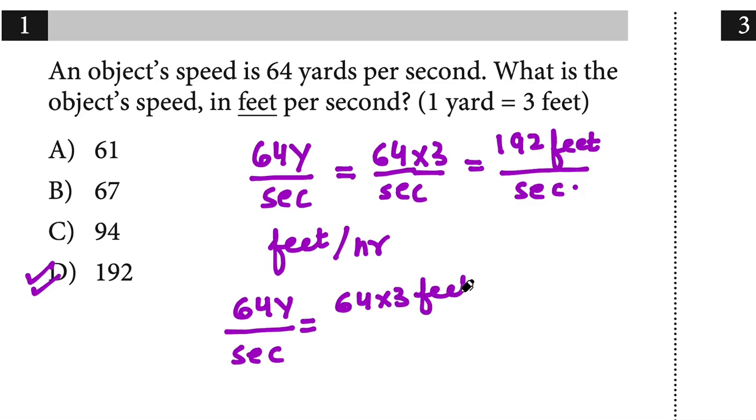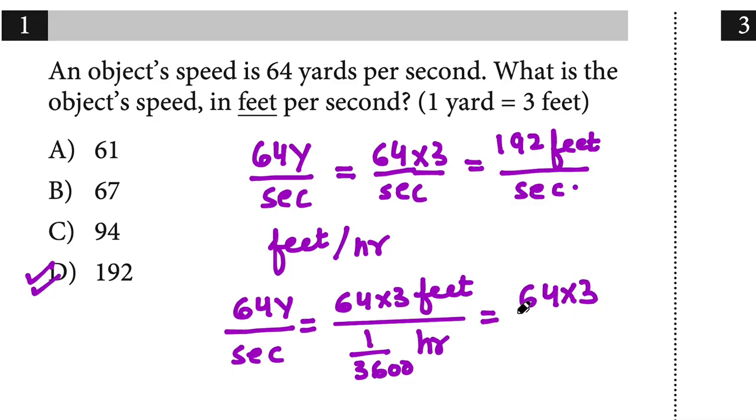that will be feet, and because 1 second has to be converted into hour, so 1 second is 1 over 3600 hours, right? So that will be 64 into 3 over 1 into 3600. If you solve it over 1, that will be feet per hour. This is how the conversions are made.